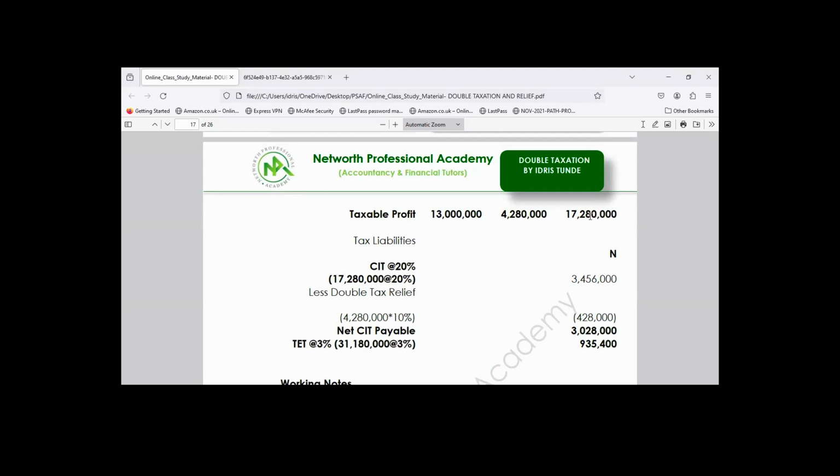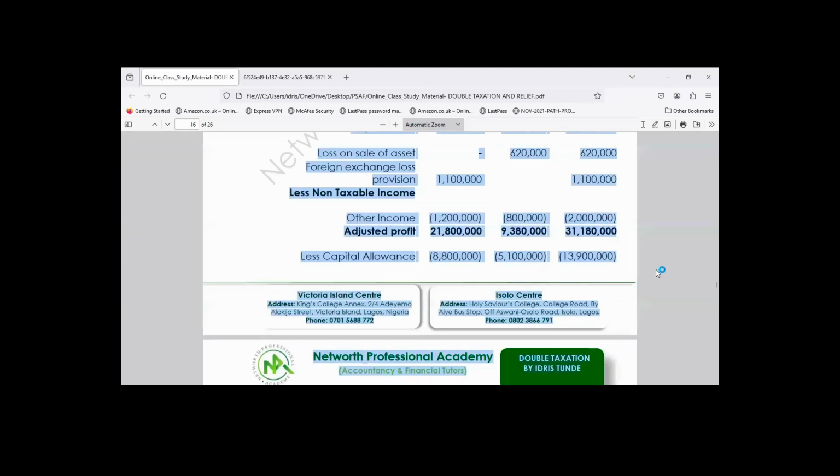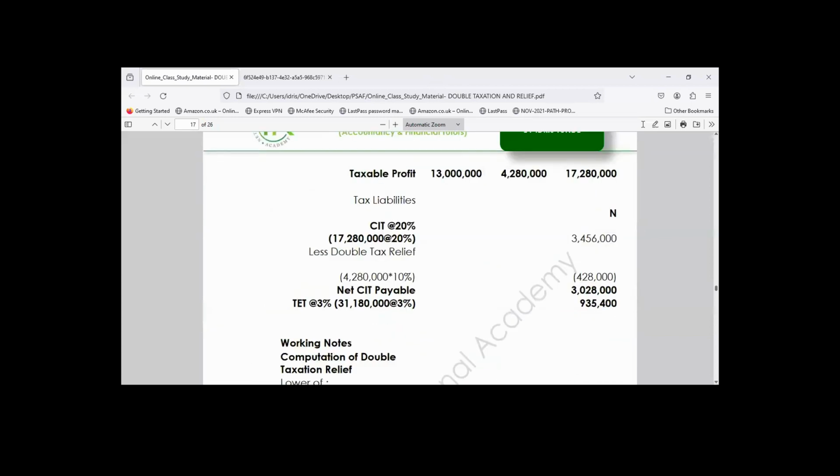You don't need to compute the Commonwealth rate. I can't hear you. Can you hear me, sir? I can hear you. Can you hear me, sir? I can hear you.